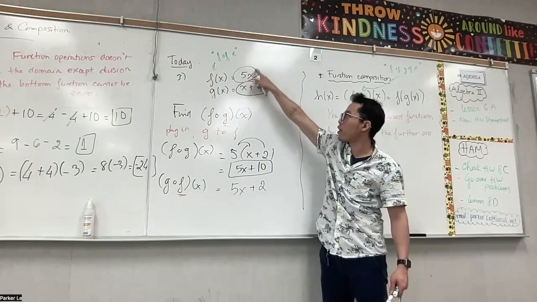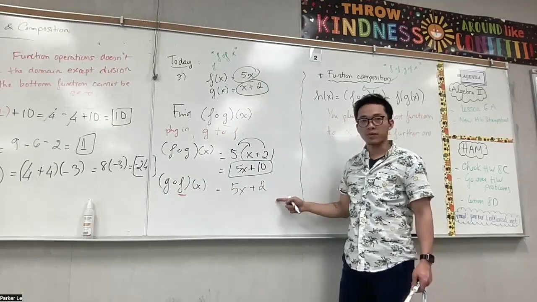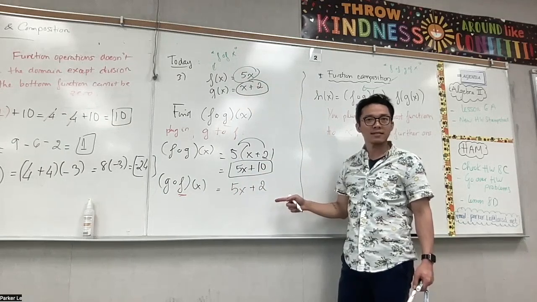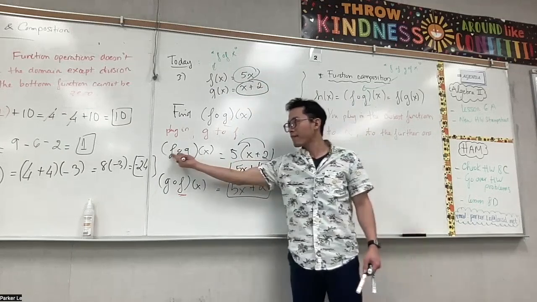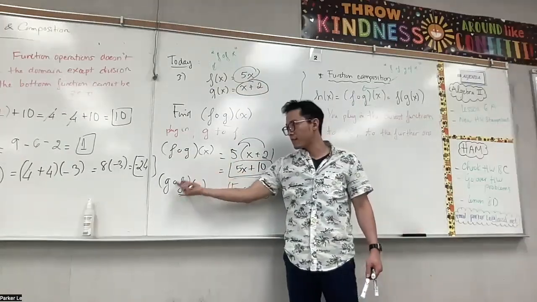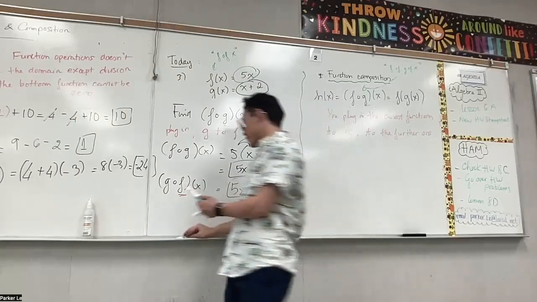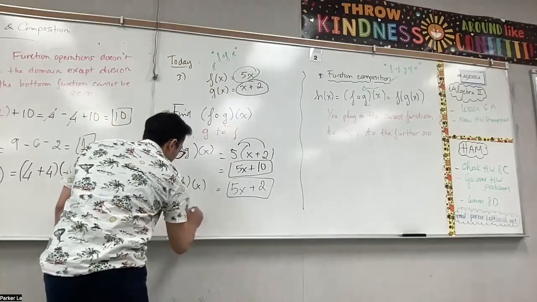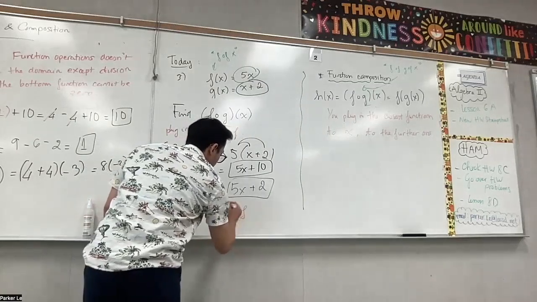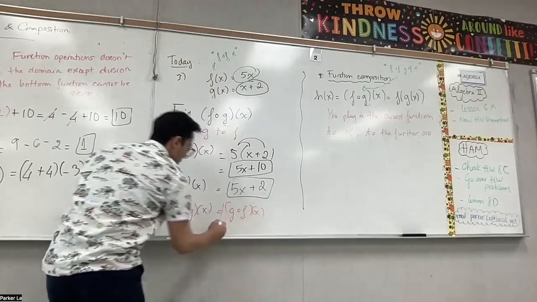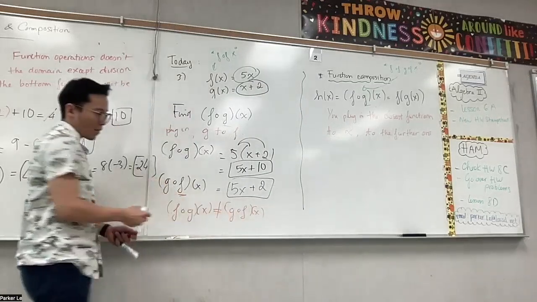So I see x right here. I'm going to replace it by the whole function f. That means 5x plus 2. Does it make sense? If you have any question, ask me. And do you see that f of g of x is different from g of f of x? They're different, so remember that. The order matters. So this and this, they are different. This is the symbol for difference.